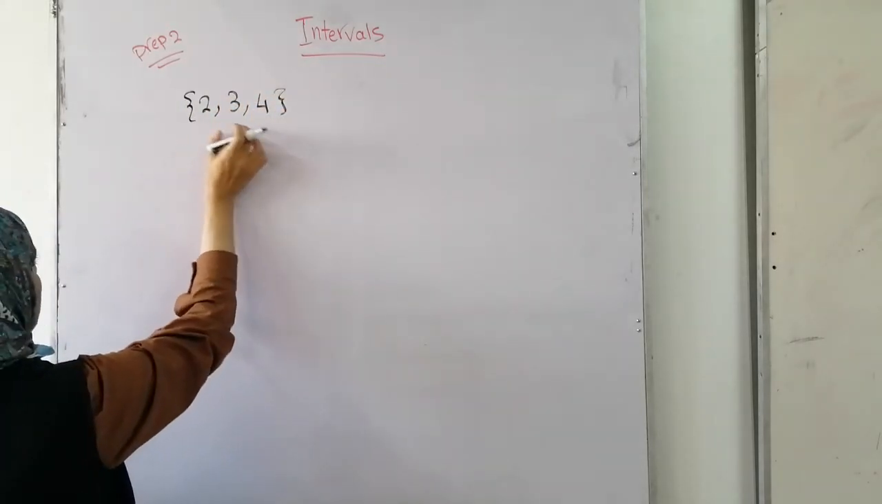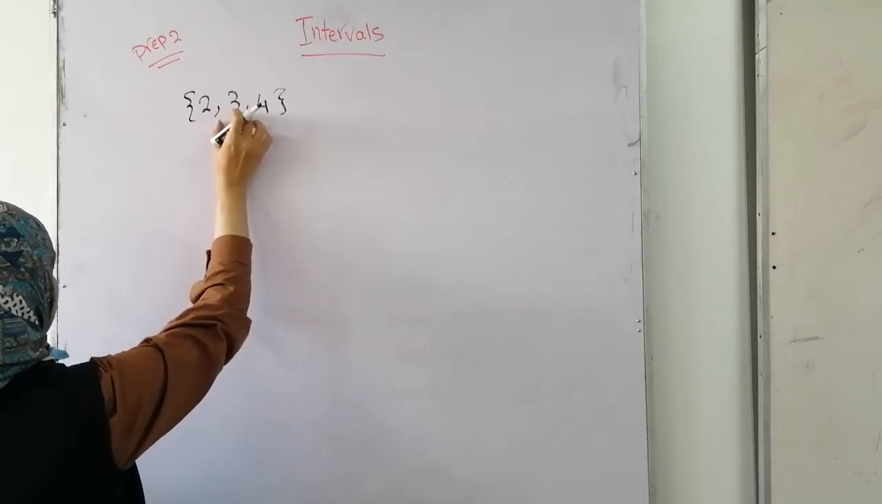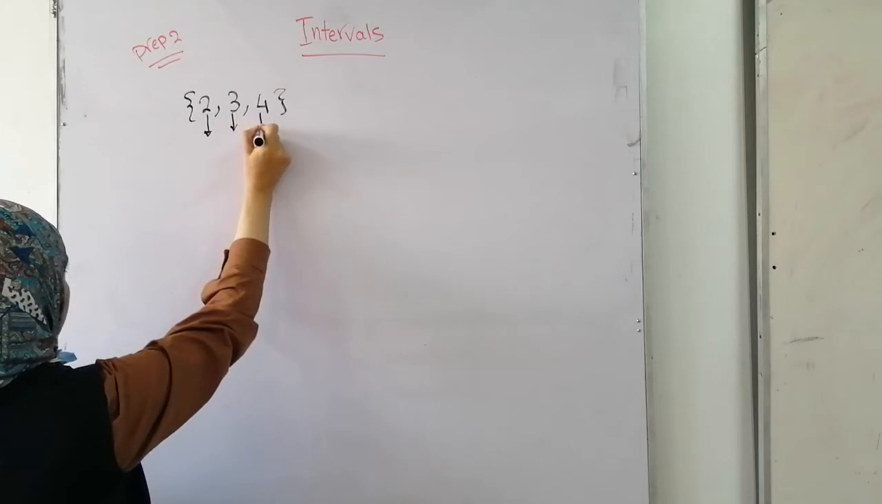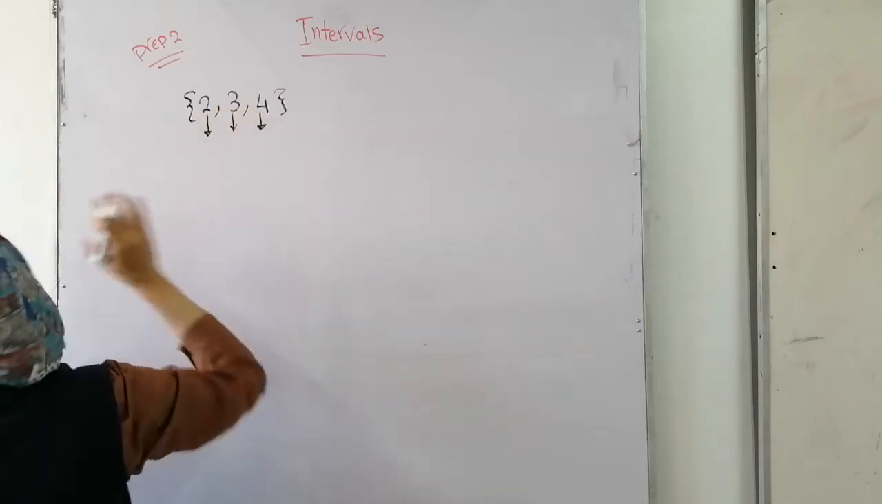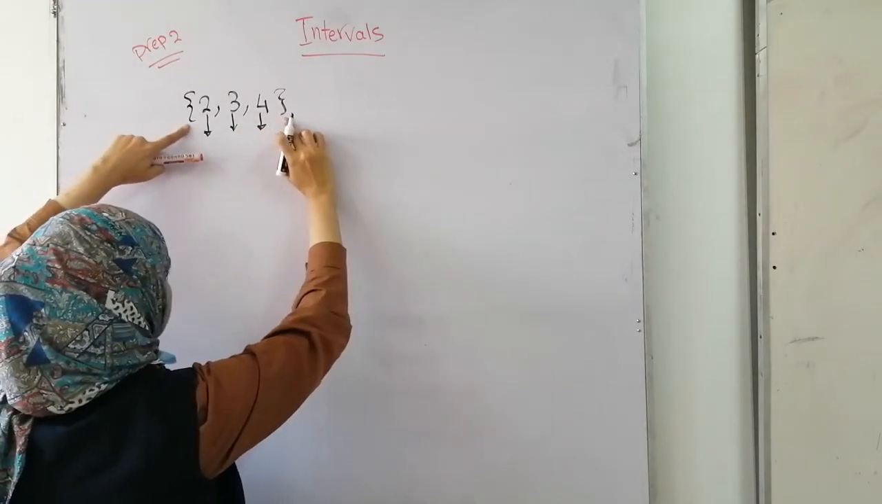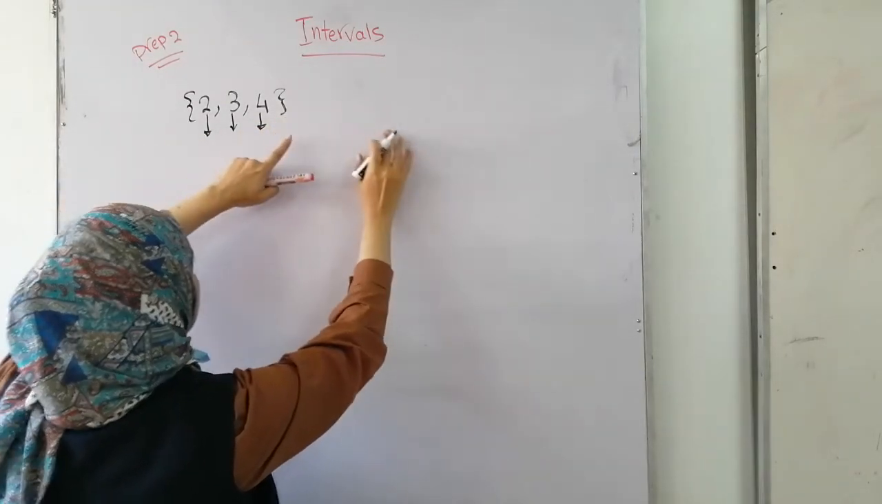This is a separated number. 2 separate from 3, from 4, and take 2 only and 3 only and 4 only, without any numbers between them. This is called the braces of set or set braces. Now we take the interval.